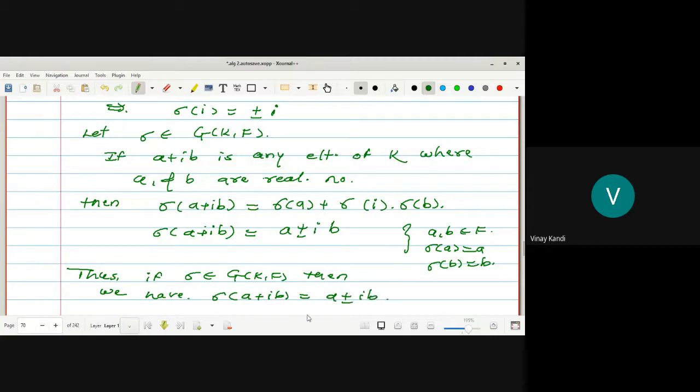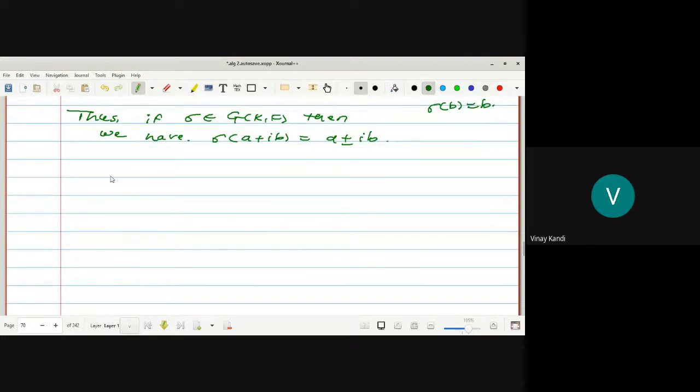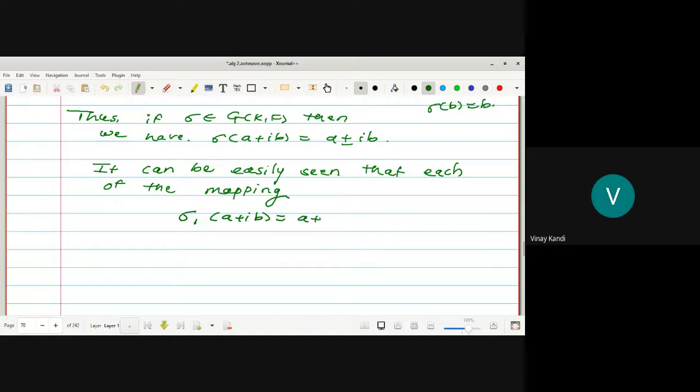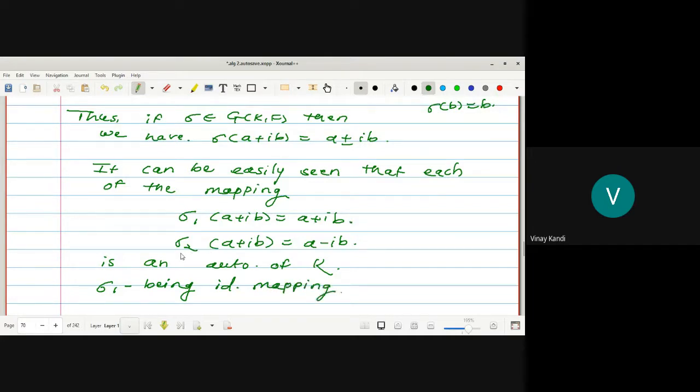So it can be easily seen that each of the mappings sigma 1 of a plus ib is equal to a plus ib, which is the identity mapping, and sigma 2 of a plus ib maps to a minus ib, is an automorphism of capital K, and sigma 1 being the identity mapping. Hence we have sigma 1 and sigma 2. Hence we get the order of G(K/F) as 2. What we said at the beginning, that only two come, this is how the two come.